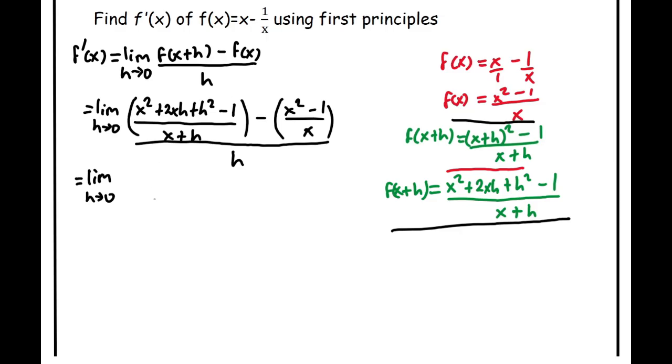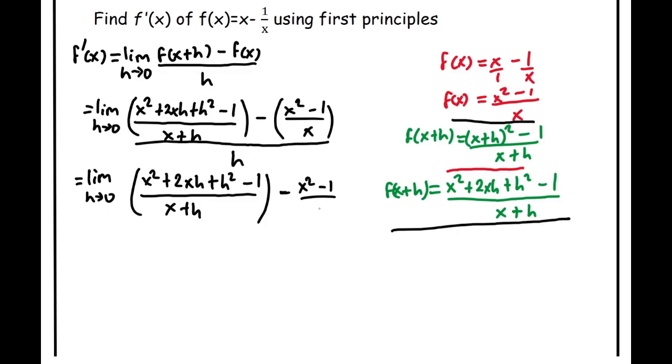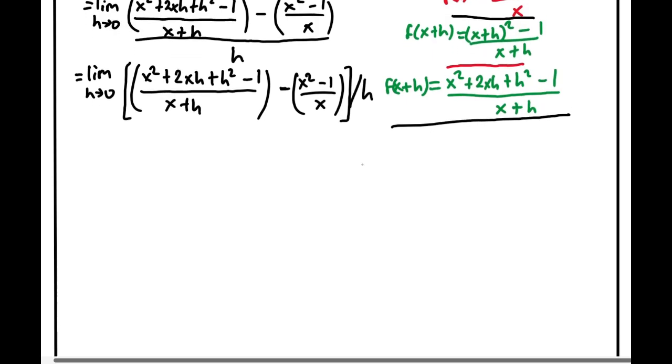Simplifying the numerator, we have x squared plus 2xh plus h squared minus 1 over x plus h, minus x squared minus 1 over x. This entire thing is divided by h. So let's simplify this now.